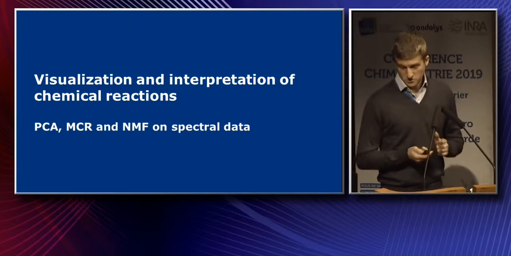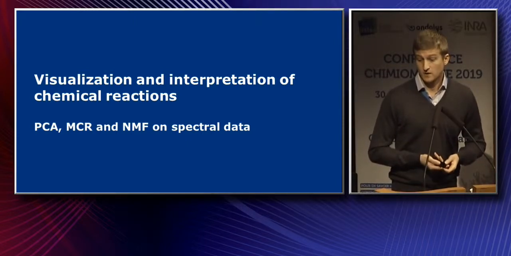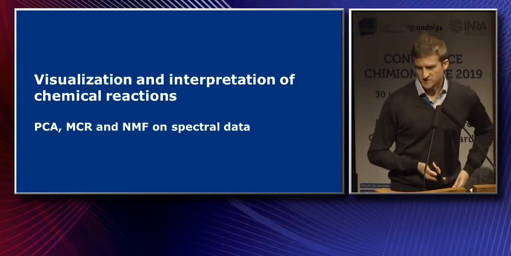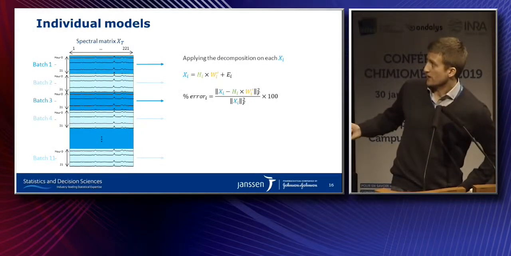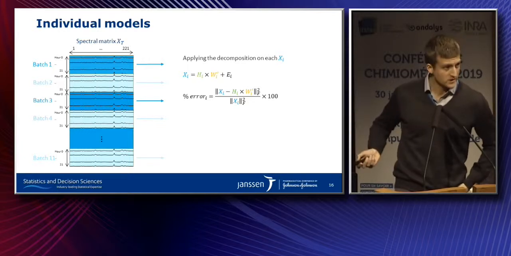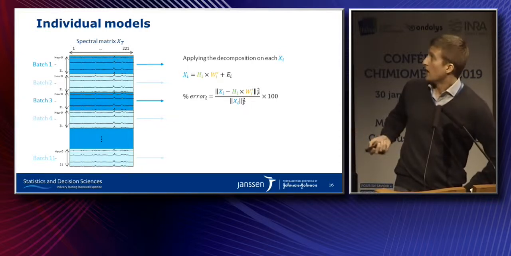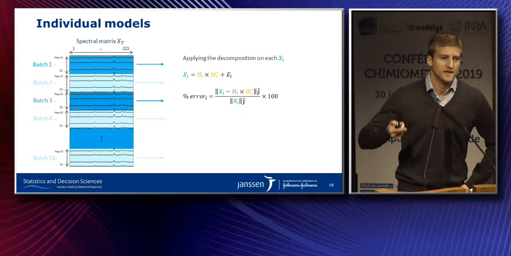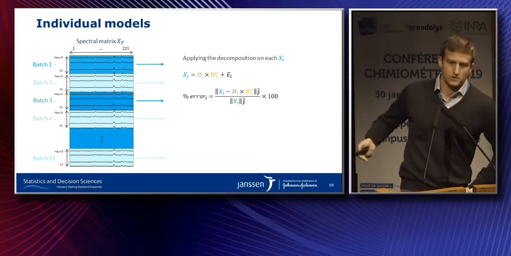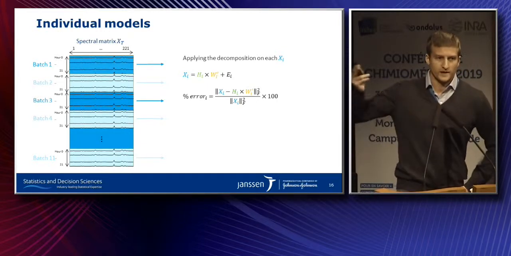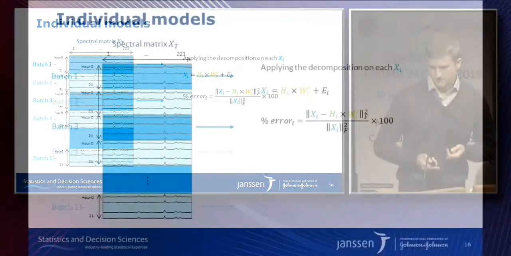So, in this section, I will answer the first objective, which was to visualize and interpret chemical reactions using methods such as PCA, MCR, or NMF only on spectral data. So here we can have a look at our full spectral matrix with our 11 batches. And actually, on the spectra of each batch, I can apply the decomposition by PCA, NMF, or MCR, looking at this formula, and I will get an error of the model. I can do that for all 11 batches, and I will get a distribution of my errors.